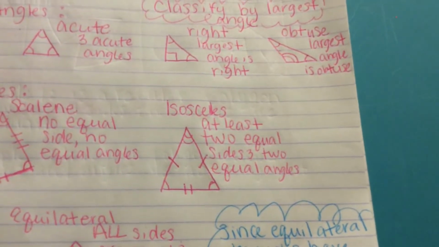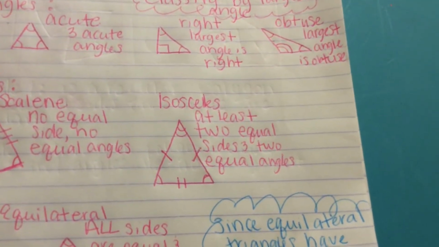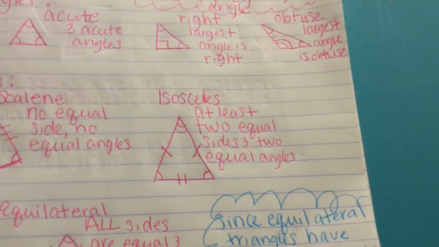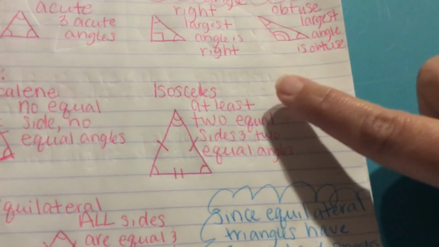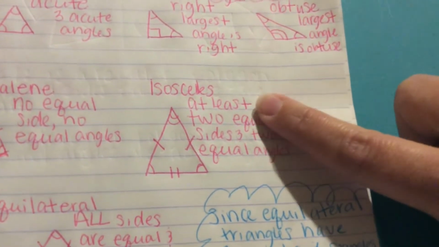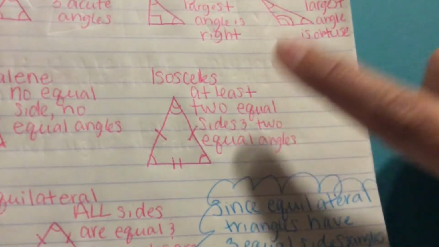Isosceles triangles. On an isosceles triangle, at least 2 of the sides are equal and 2 of the angles are equal. It's really important to remember that at least 2 sides are equal. This at least part will come into play later.